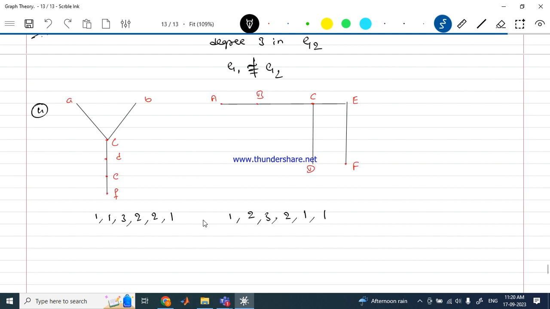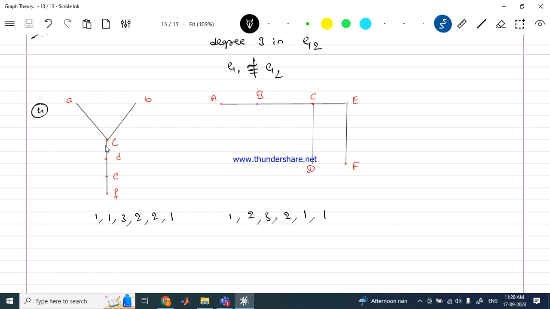Even the degree sequence matched. Same number of vertices, same number of edges. The degree sequence is also matching, but still these two graphs are not isomorphic. Why? This is what I was telling you. Even in this case you can define a one-to-one correspondence, like f of A is mapped to A, f of B mapped to B, f of C mapped to C, D, E, F, like this. That gives us a one-to-one correspondence, but vertex adjacency is not preserved.